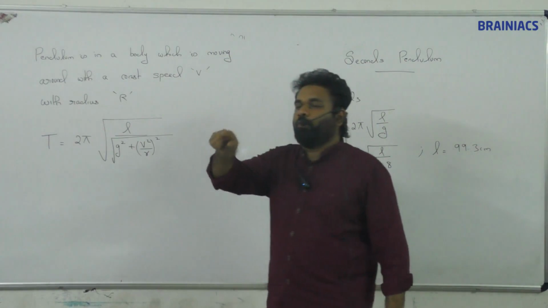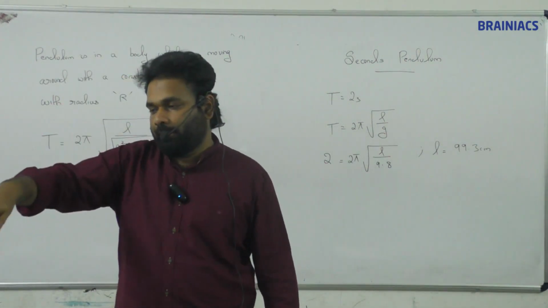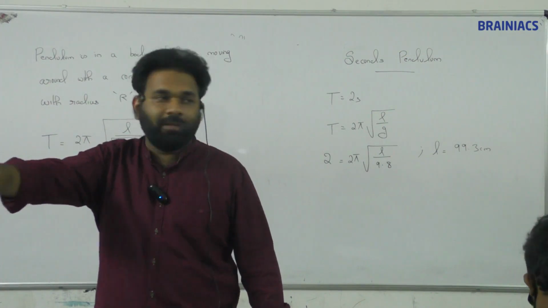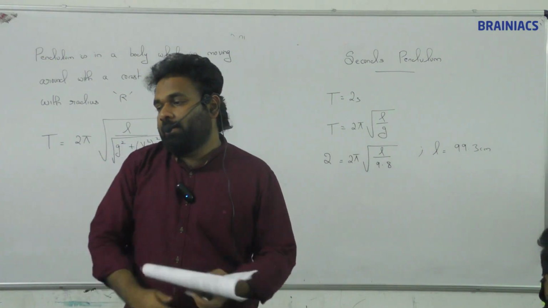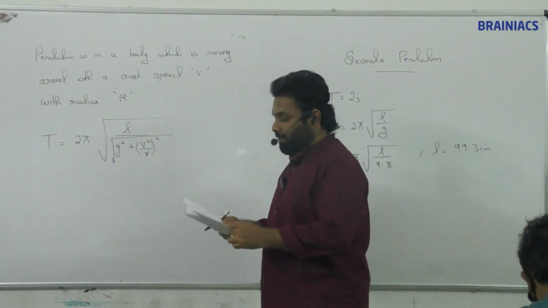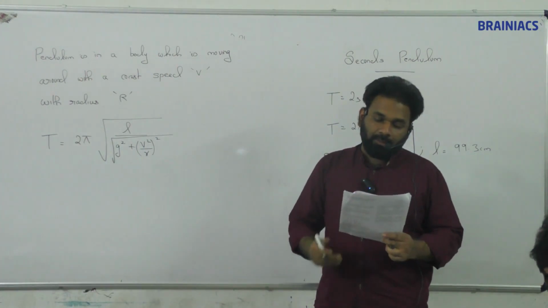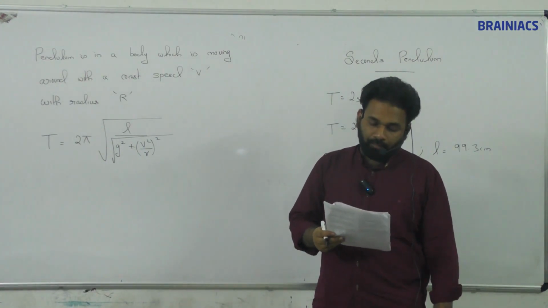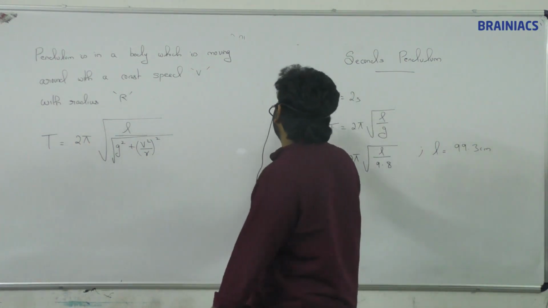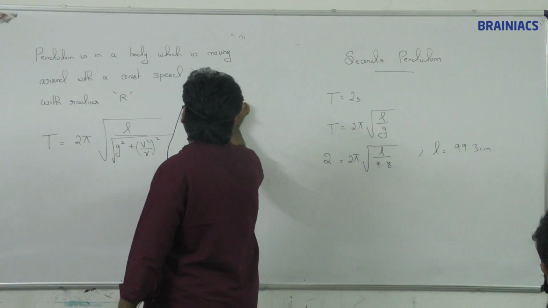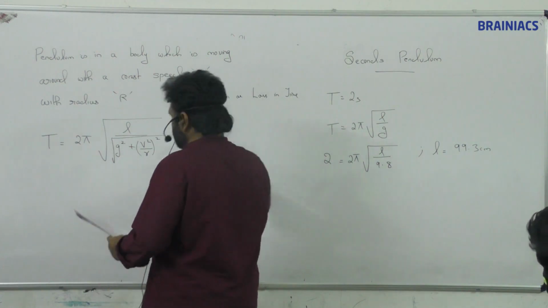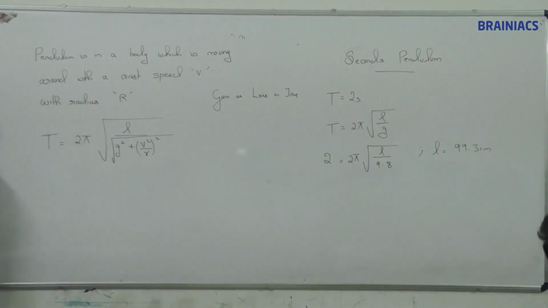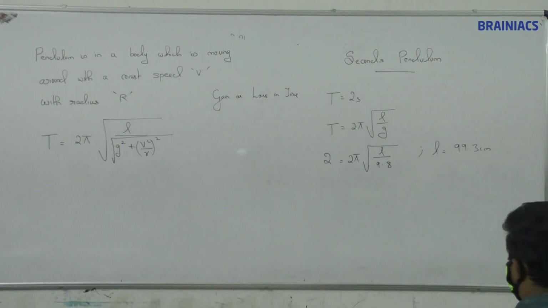Okay, so now you go to that handout, the one where the temperature is increased. There you can write this: the gain or loss in time. You can add this also, gain or loss in time is delta t.